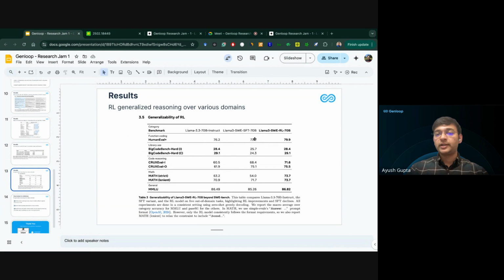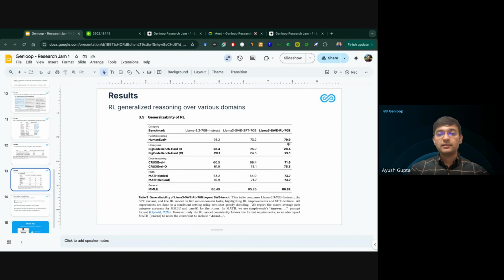With function coding, there's a drop in accuracy compared to the instruct model. With the library use, which is not exactly what it is trained on, the SFT is dropping accuracy. With code reasoning, it is getting better, much better. But with math, it's again dropping. For the strict one, the lenient ones are roughly the same. And for general, it's dropping.